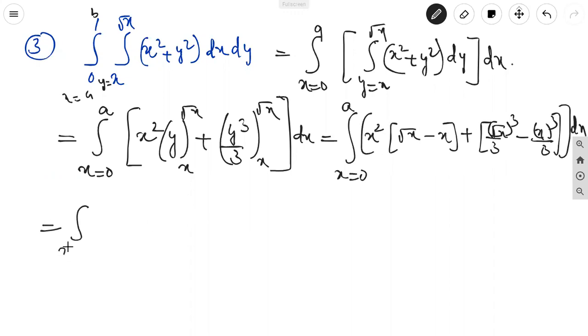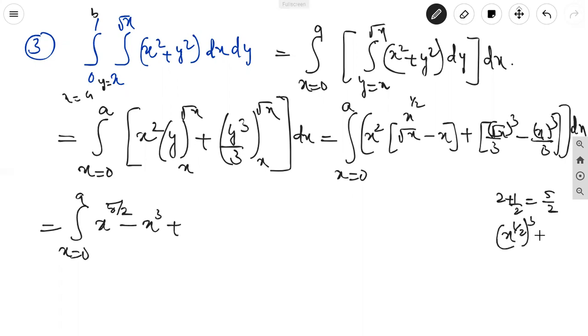It is equal to integral x equal to 0 to a. Here x power root x means x power 1 by 2. 2 plus 1 by 2, taking LCM, 5 by 2. So x square into root x is x power 5 by 2, minus x square into x is x cube, plus x power 1 by 2 whole power 3, that is equal to x power 3 by 2. 1 by 3 into x power 3 by 2 minus x cube by 3 whole dx.